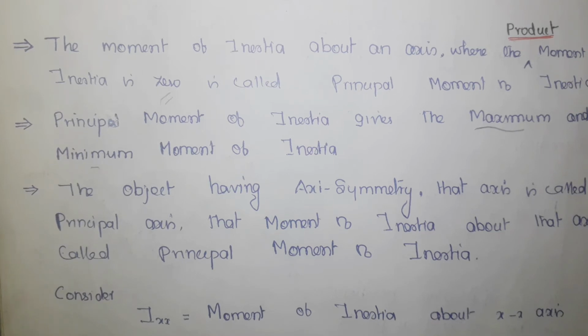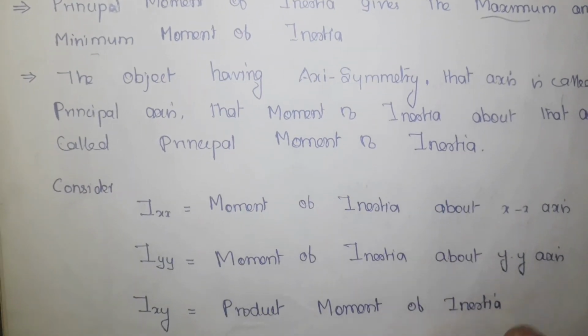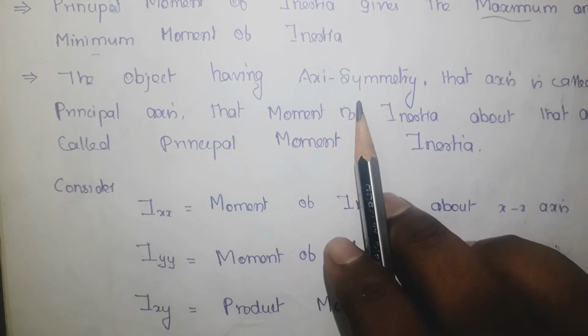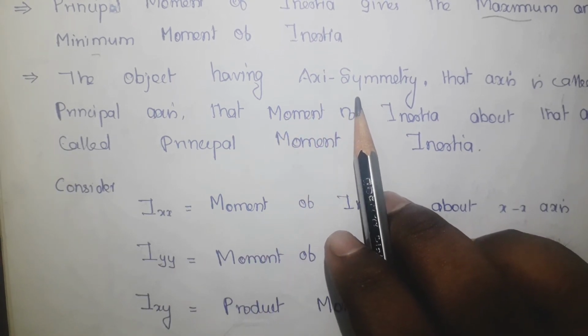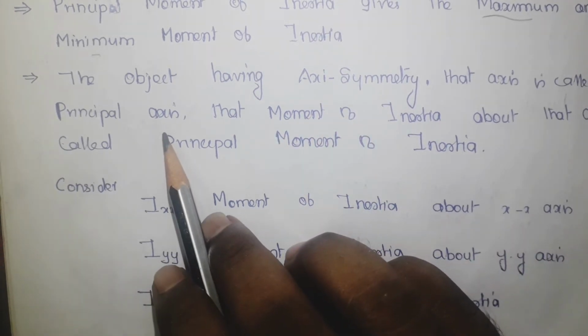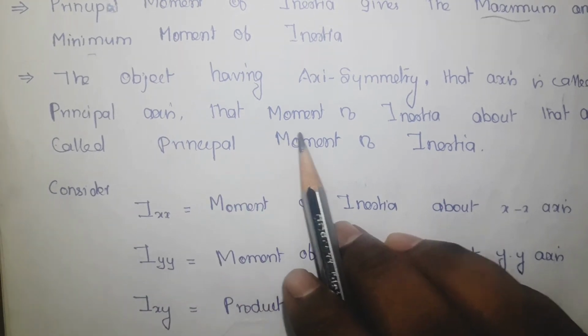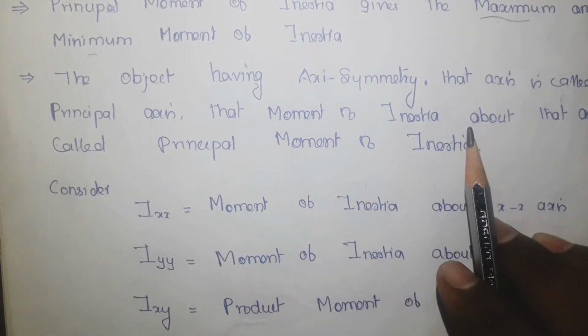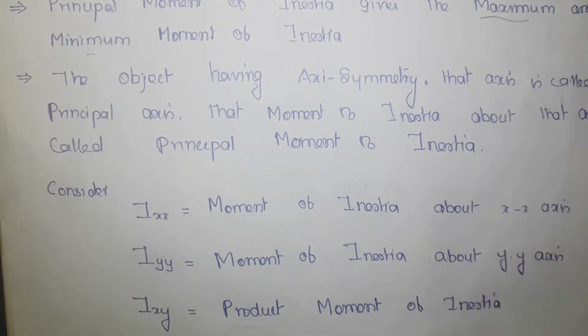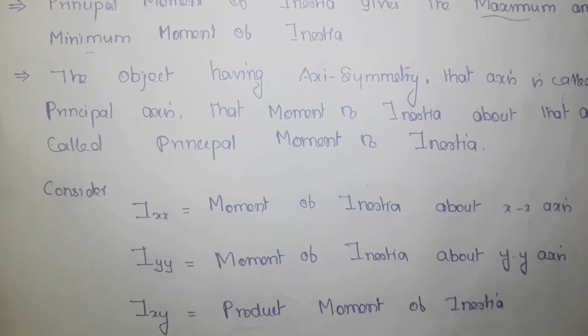And then a very important thing is that the axis of symmetry of an object is called the principal axis and the corresponding value of moment of inertia is the principal moment of inertia. Okay. So for an object with an axis of symmetry, we can directly get the principal moment of inertia easily.